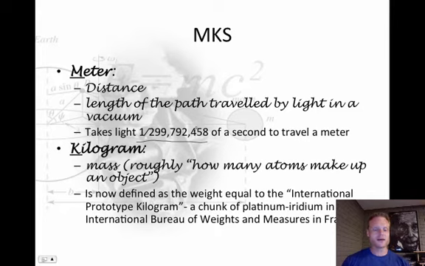A kilogram is used to measure mass, and we can basically roughly say how many atoms make up an object. It's defined now as the weight equal to the International Prototype Kilogram. Basically, that is a chunk of platinum iridium in the International Bureau of Weights and Measures located in France. So there's this hunk of metal that says this is what a kilogram is, and that's what the standard is, and that's what it's based off of. But kilograms are used to measure mass.